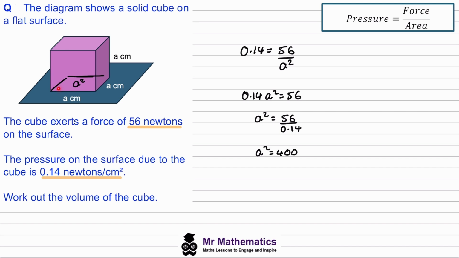So now we can work out the length of one side of our cube by taking the square root of both sides. So a will equal root of 400. This is 20. So now to find the volume, we'll find the area of this face, 20 by 20, which is 400. And then we'll multiply it by the height. So the volume will be the area of the base multiplied by the height. And this will give us 8,000 centimeters cubed.